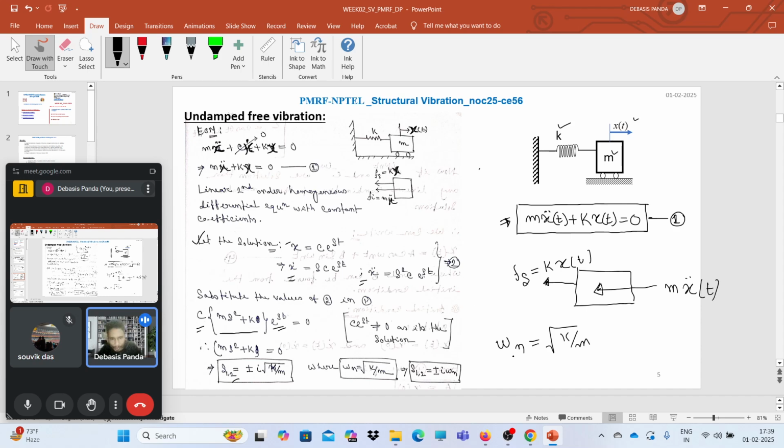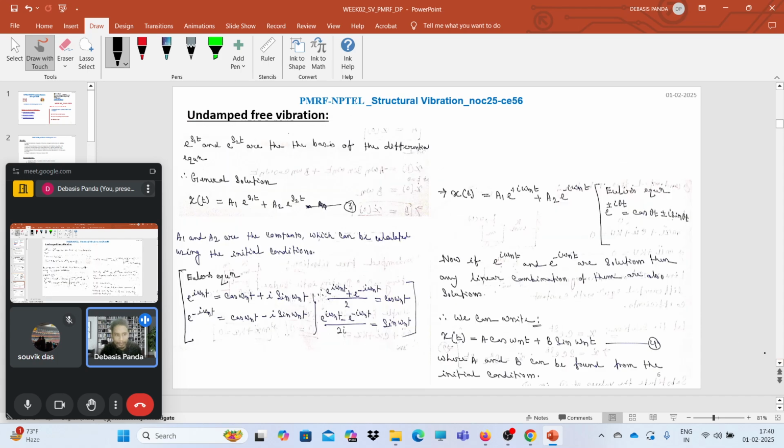So the two roots of this equation become plus minus i omega n. First root plus i omega n, second root minus i omega n. Now these are the roots of the equation. We can write the general solution of this equation in terms of the linear superposition of these two harmonics, like x of t is equal to a1 e to the power s1 t, first root, plus a2 e to the power s2 t, with respect to the second root.